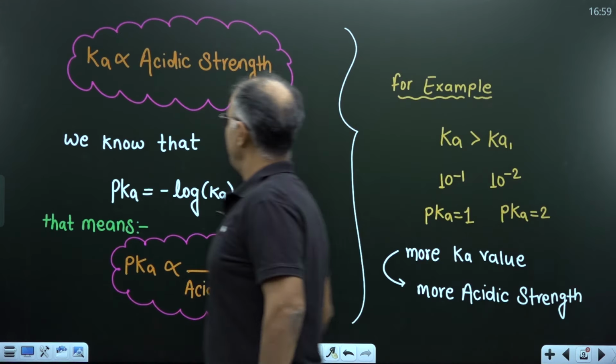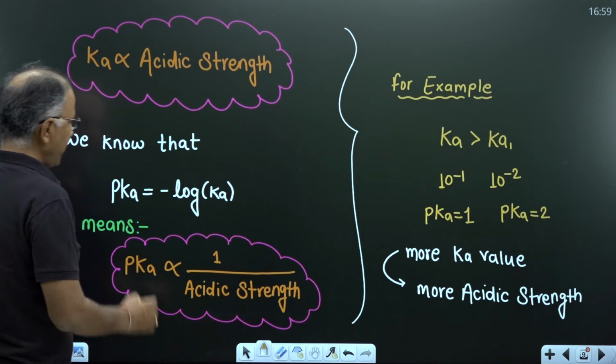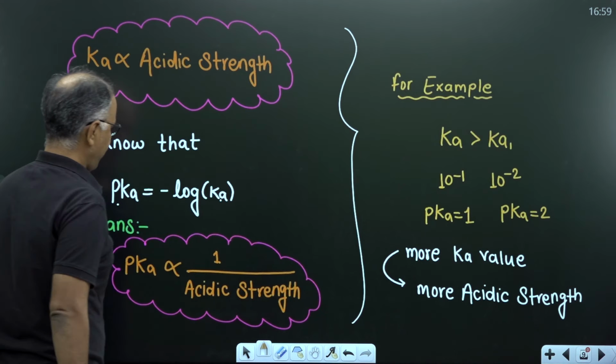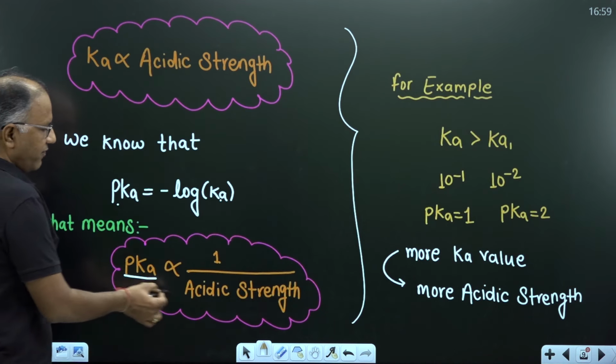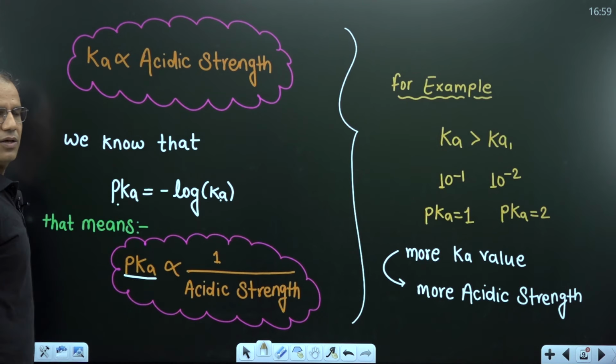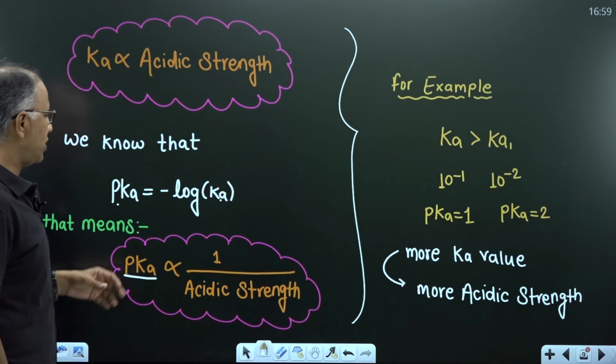Now, what is the relation between pKa and acidic strength? pKa is negative log of Ka. This means pKa is inversely proportional to acidic strength. Now, how is pKa inversely proportional to acidic strength?